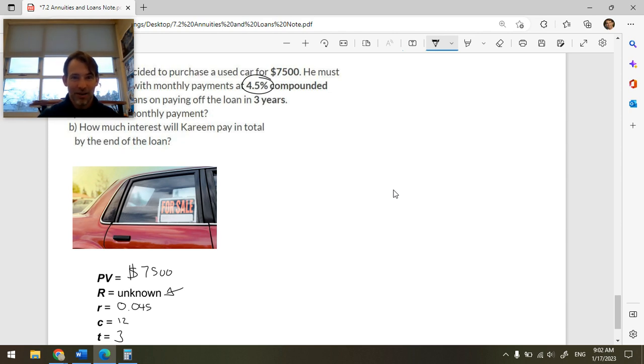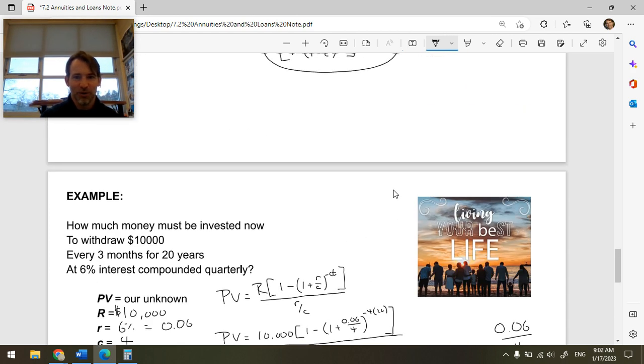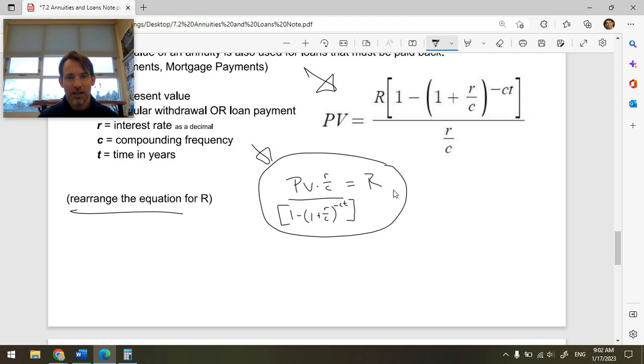Let's see if I remember the rearrangement for this formula. R is equal to present value multiplied by the interest rate over C, all divided by 1 minus 1 plus R over C raised to the negative CT. Okay, I think that's the rearrangement. I'm kind of just rearranging the formula in my head to do that. I don't have it memorized. That looks good.